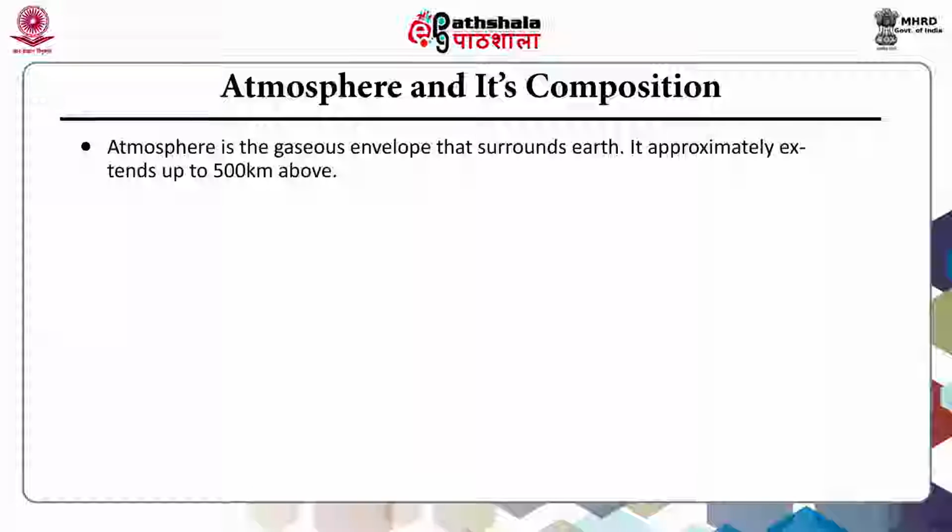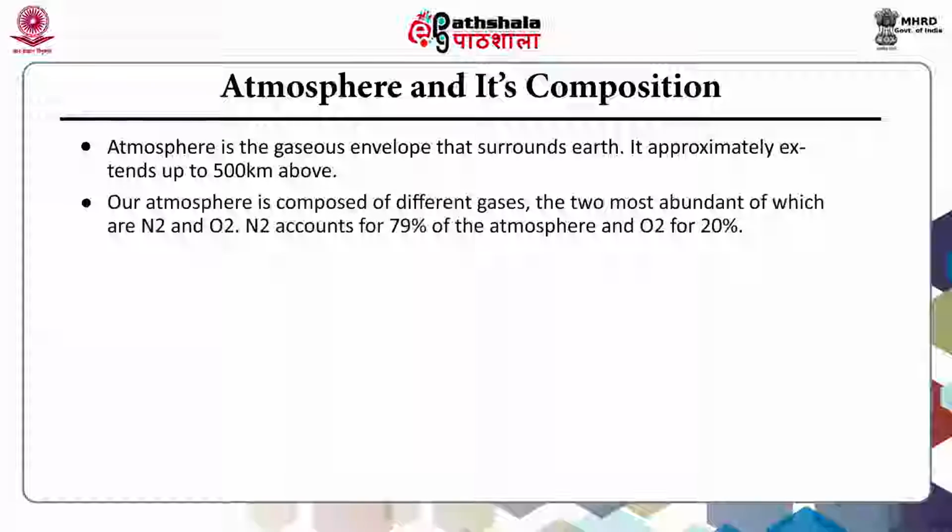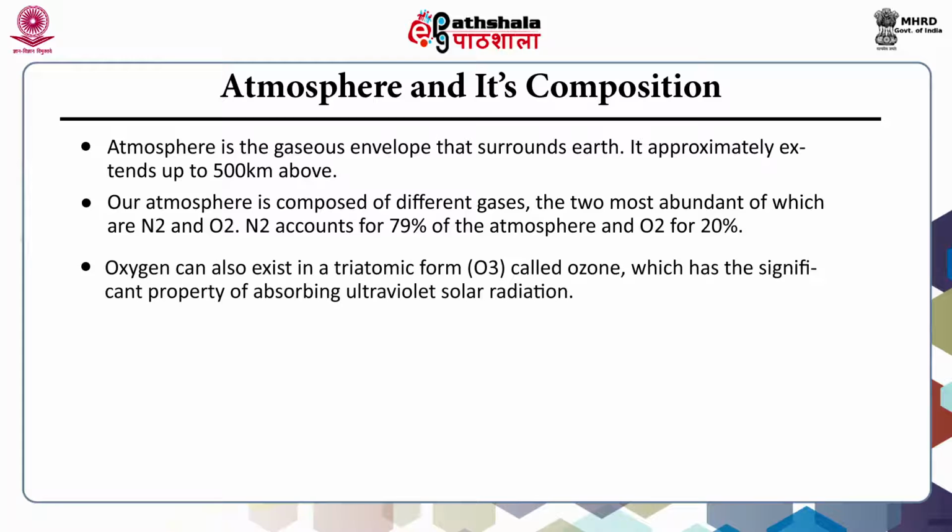Atmosphere is the gaseous envelope that surrounds the Earth. It approximately extends up to 500 km above. Our atmosphere is composed of different gases. The major ones are nitrogen and oxygen. Nitrogen accounts for nearly 78% of the atmosphere and oxygen for 21%. Oxygen can also exist in triatomic form, that is called ozone, which has the significant property of absorbing ultraviolet solar radiation.